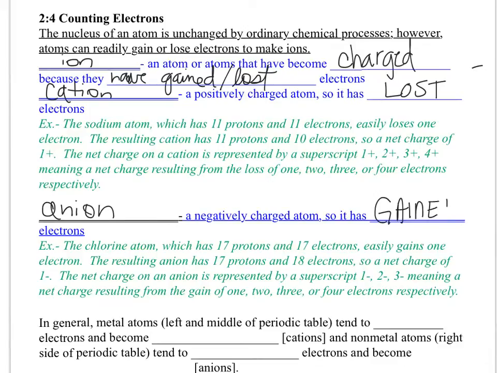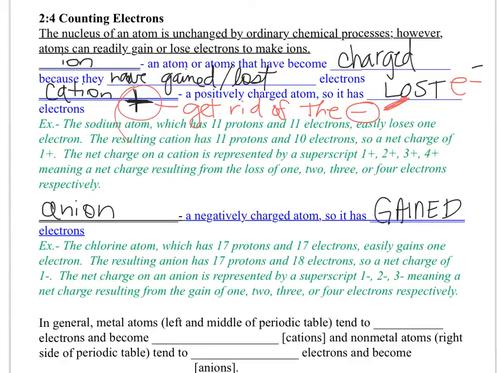Now think about that. Think about people in your life that are positive, or becoming more positive. To become more positive, you have to get rid of the negative. That's why they have lost electrons. Remember, electrons are negative, so you get rid of the negative in your life to become more positive. That's what has happened in a cation. You need to pause this, go through that a couple of times until you get that.